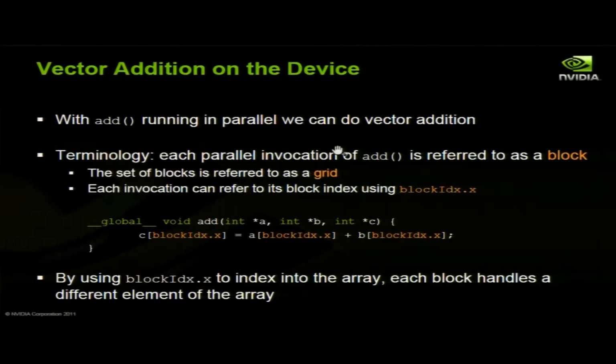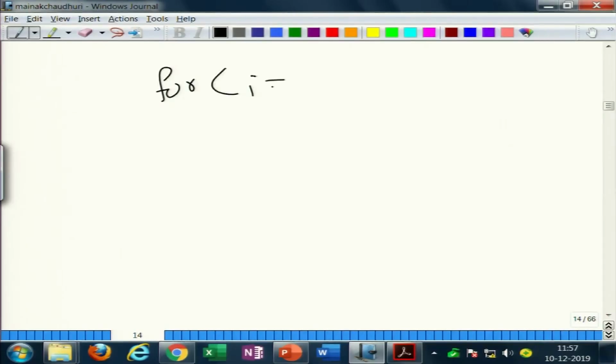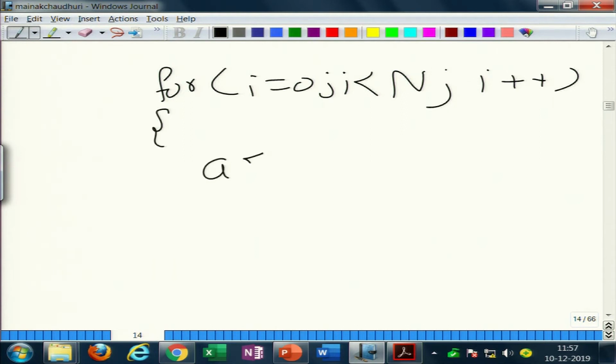And second thing is, now you need to start making use of indexes. How does each and every thread know that it has to work on a particular element? Suppose you had a for loop, let's take an example here in the sheet. If I say for i equal to 0, i less than n, which is the number of elements, i plus plus, and I wanted to add a of i equal to b of i plus c of i, what is this i?